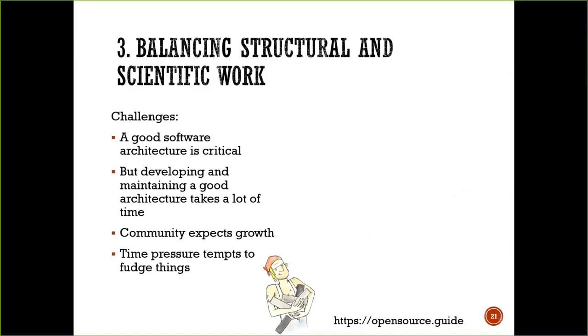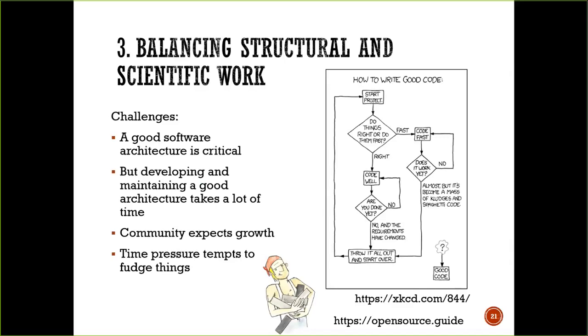Another important challenge that people encounter in community software codes is the balance between doing structural work, maintenance work, helping out with debugging or onboarding new members, and scientific work. As I mentioned before, it's crucial for a software to have a good architecture and to have a good setup, but developing and maintaining this architecture takes a lot of time. And at the same time, the community expects growth, so new features or a new release. And you want to do your science yourself. So this time pressure is a temptation to fudge things, to just do them fast instead of right. And the problem is essentially illustrated by this XKCD cartoon, which says, if you start a project, you can either do things right or you can do them fast. But either way, you won't get what you wanted, and you have to start over from the beginning.